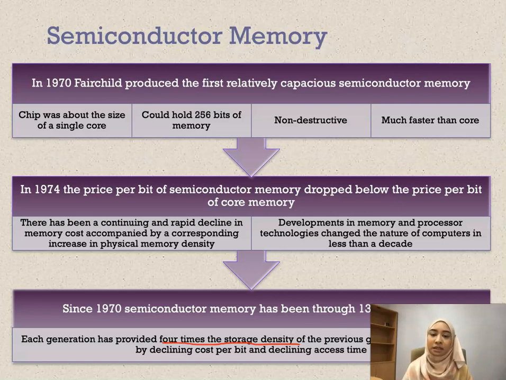So if it was magnetized in one way, that would be the binary number 1. And if it was magnetized the other way, it would be binary number 0. Each ring was called a core. You've heard of core before, right? The name is very much relevant. I guess it sticks, even though we are no longer using the ferromagnetic rings.